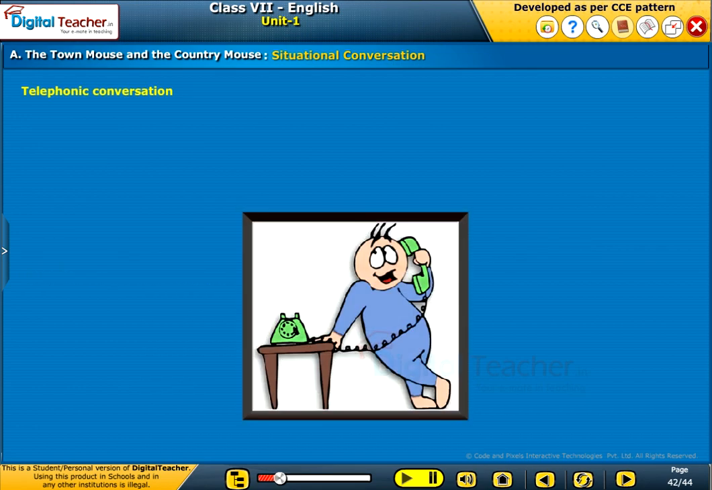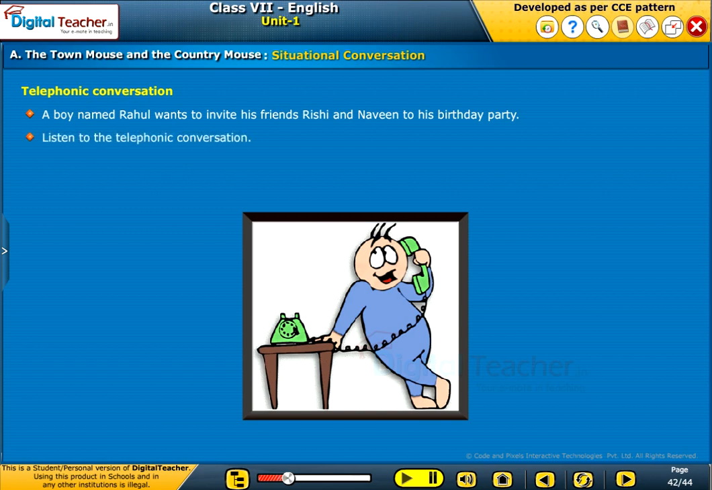Telephonic conversation. A boy named Rahul wants to invite his friends Rishi and Naveen to his birthday party. Listen to the telephonic conversation. Rahul first calls his friend Rishi.